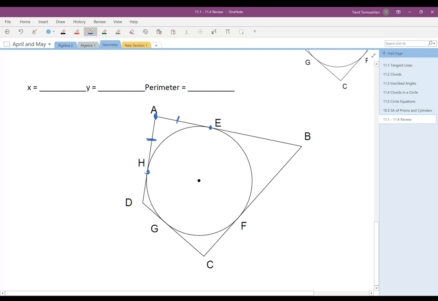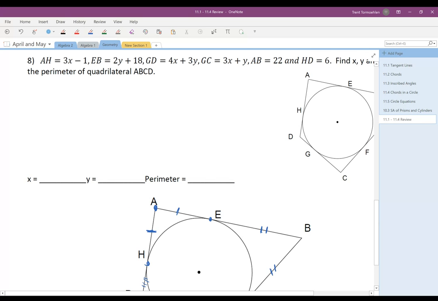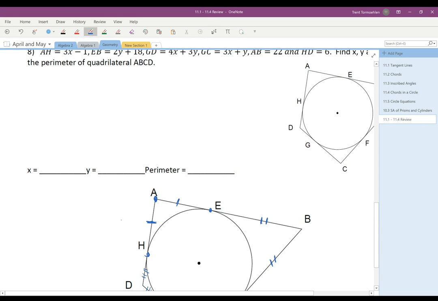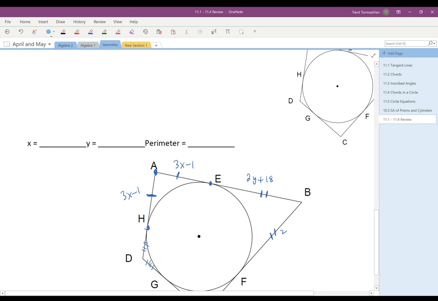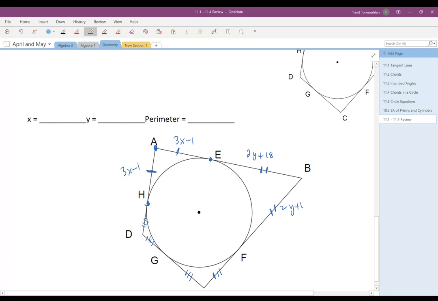So AH is going to equal AE, and EB is going to equal BF, and FC is going to equal GC, and GD is going to equal HD. So we go ahead and apply that. So if AH is 3x minus 1, that means AE is also 3x minus 1. If EB is 2y plus 18, that means that BF is also 2y plus 18.